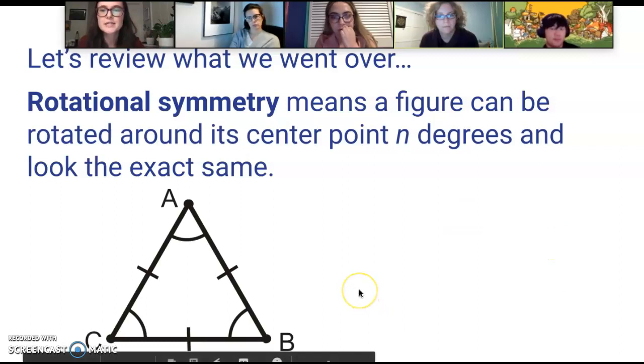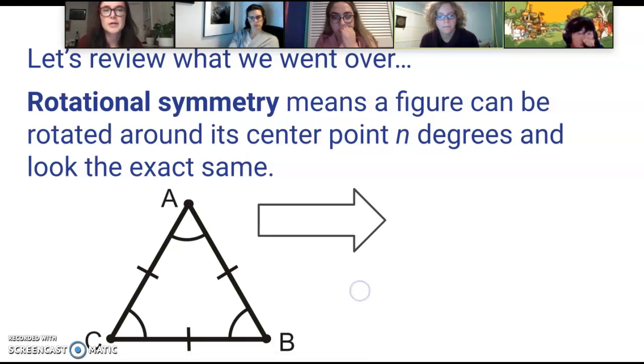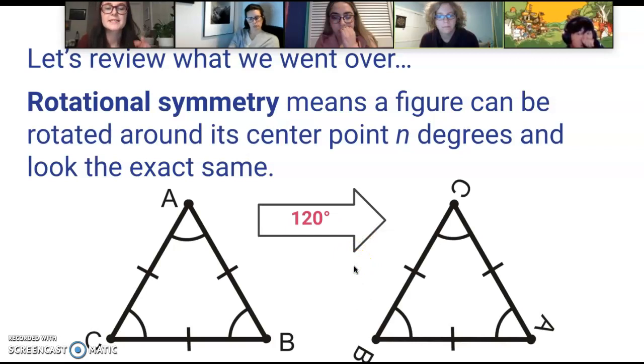To illustrate this one, again, we have our triangle A, B, and C. I'm going to rotate it 120 degrees. And this gives us the exact same triangle. It's just rotated 120 degrees clockwise. I could rotate it again and it would still keep looking like that, and a third time would bring us all the way back with 360 degrees.